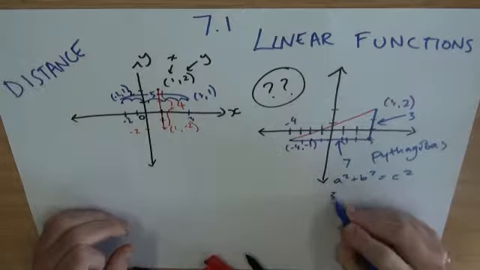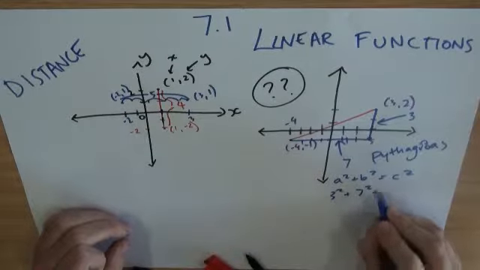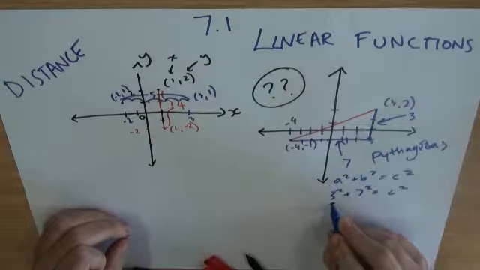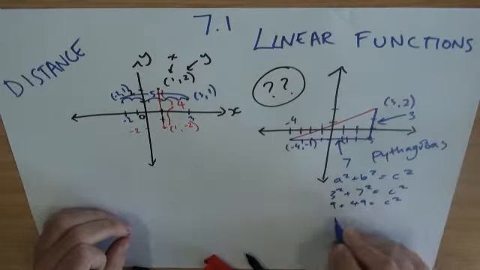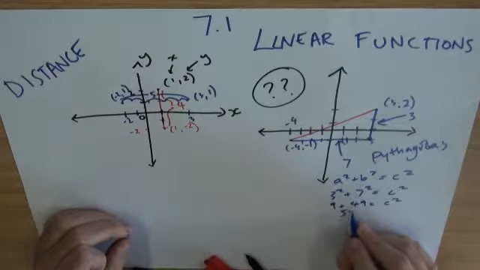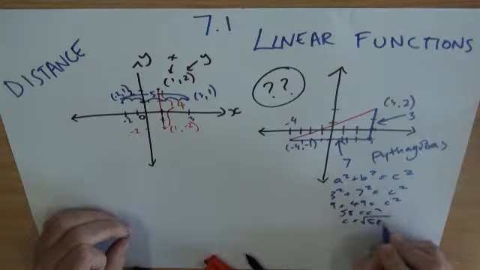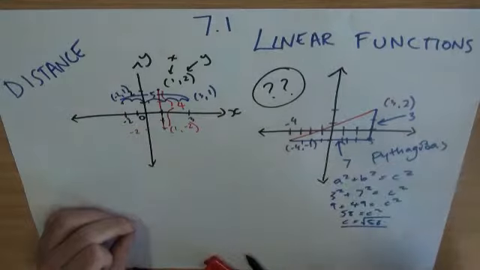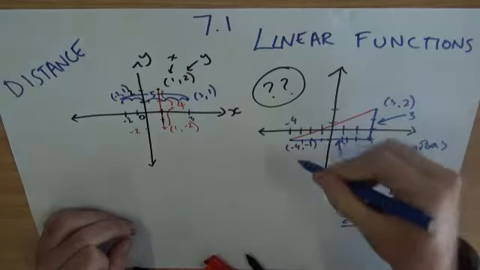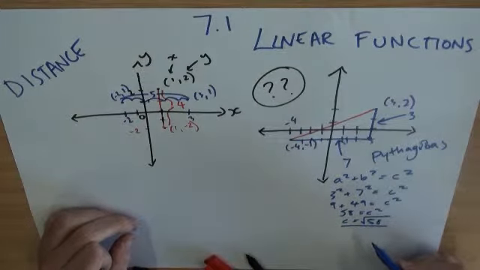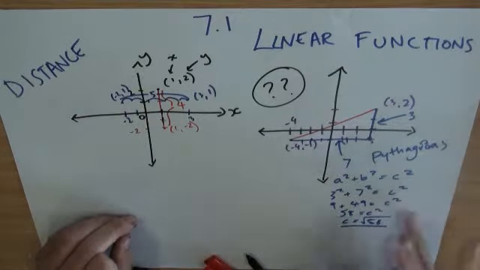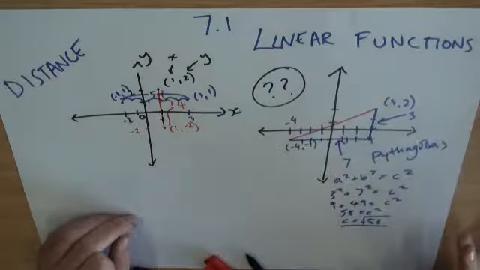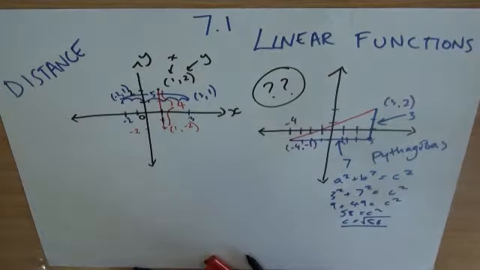Here's our a, 3 squared plus 7 squared equals c squared. So 9 plus 49 equals c squared. So 58 equals c squared. C equals the square root of 58. That doesn't really work out very nicely for us, but you can see that's the distance there. We could plug that into our calculator, the square root of 58. So you can easily see how we'd be able to find the distance here.